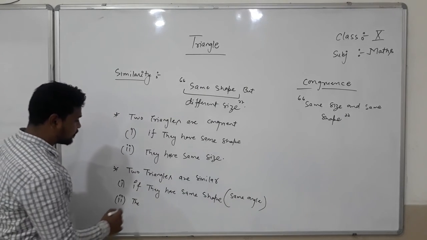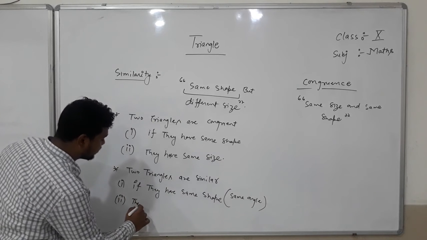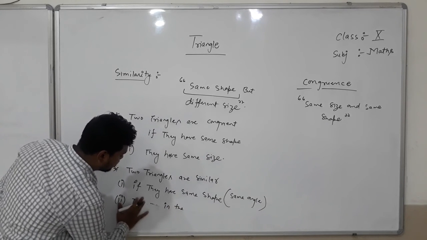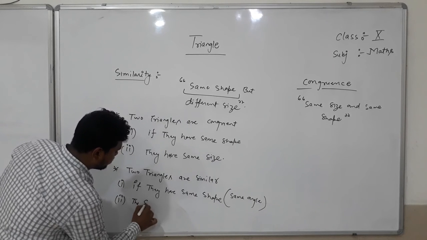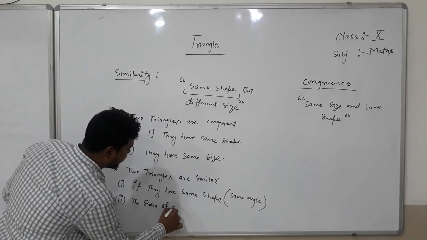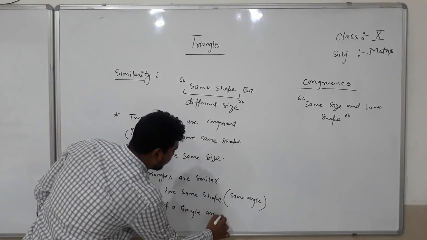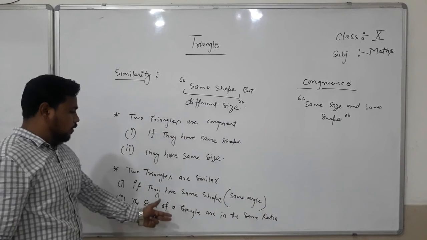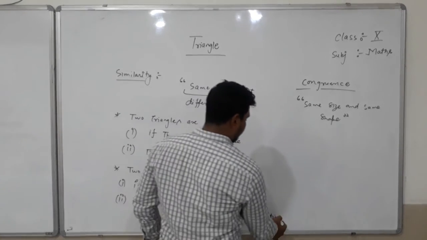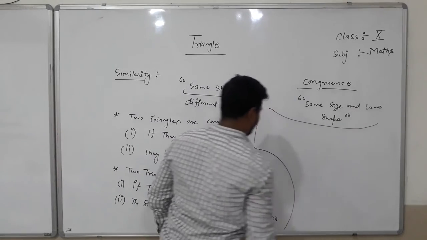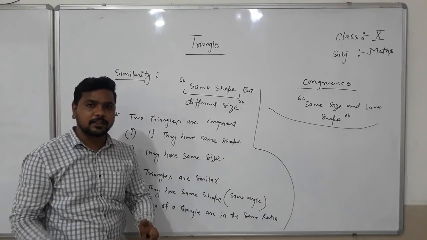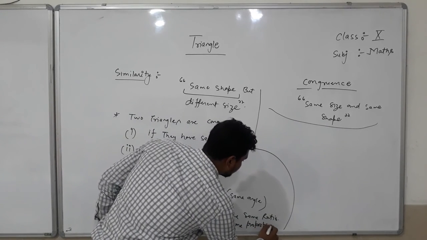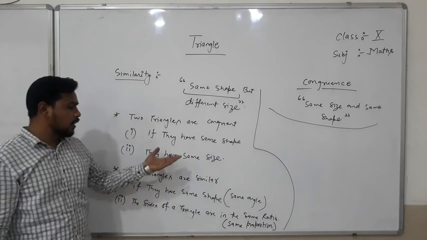Second thing: two triangles are similar if they have the same shape, and second, the sides of the triangles are in the same ratio, or we can say in the same proportion. So they are called similar.